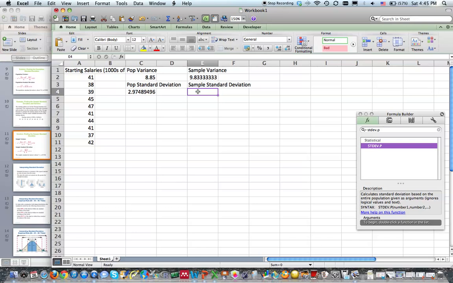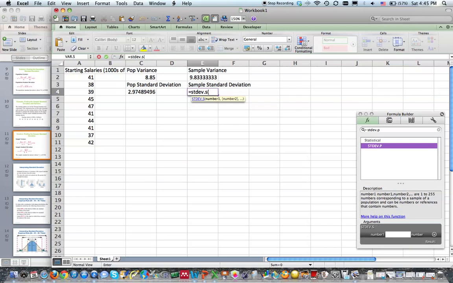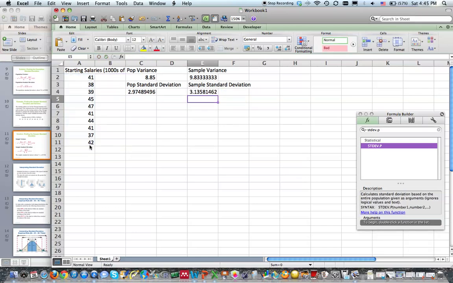And now if I want to do my sample standard deviation, I do equals STDEV.S, parentheses, highlight my data, close parentheses, and there I have my sample standard deviation.